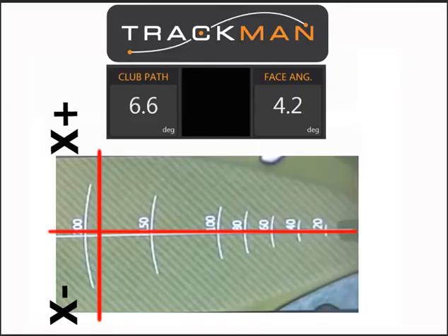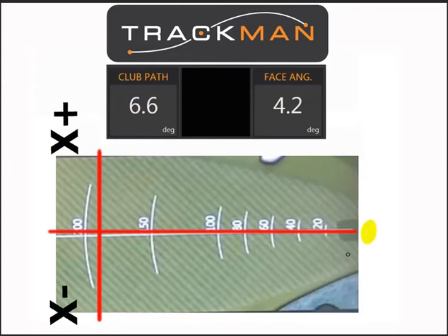Now we come to the hard part, getting club path and face angle matched up to get the ball to do what you want. Here I want to explain TrackMan. They use basic math in terms of the XY coordinate system. We just have X here, so the golfer is shooting from here.